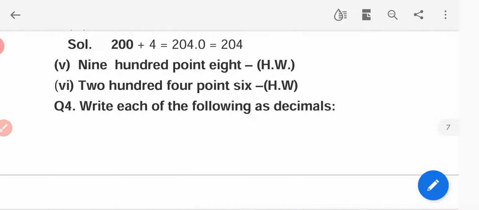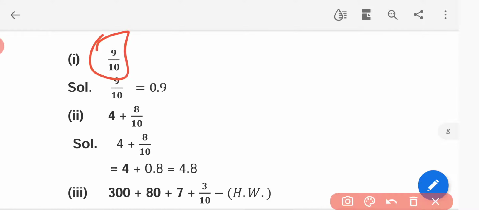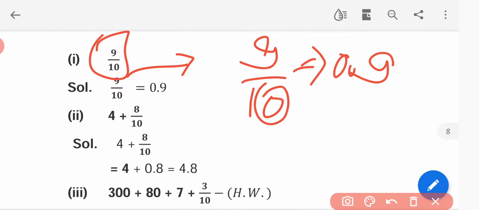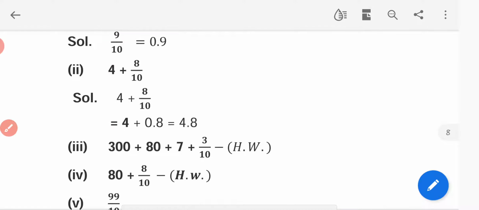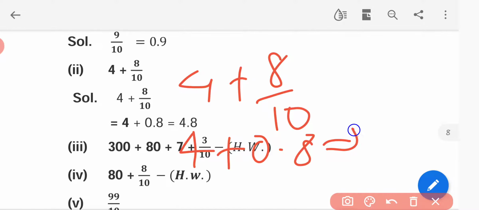Then see question number 4. Write each of the following as decimal. Now it is given in fraction and we have to change into decimal point. It means point should be there. So 9 by 10. We have already seen here 1 0 is given, so we have to put the decimal after one number from the back. So 0.9. See then second one also 4 plus 8 by 10. 4 plus 8 by 10 can be written as 0.8. If we add it will be as 4.8 only.